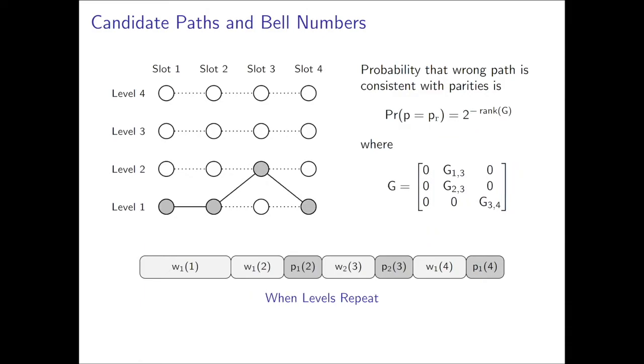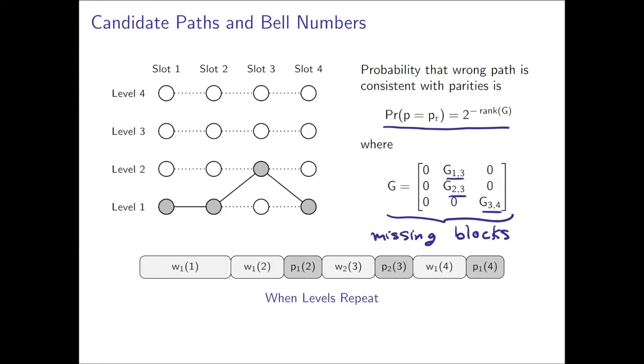As an example, we consider the following pattern where during slots 1, 2, and 4, the blocks are coming from device 1, and then during slot 3, the block is coming from device 2. This is still an erroneous candidate, but in this case, levels are repeated. The probability that the tree decoder is able to identify this erroneous candidate is 2 to the minus the rank of G, except that entries in G have now disappeared because levels are repeated. In this case, we are left with 3 blocks, G13, G23, and G34. The rest are zeroed out.